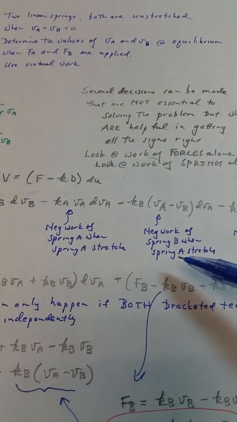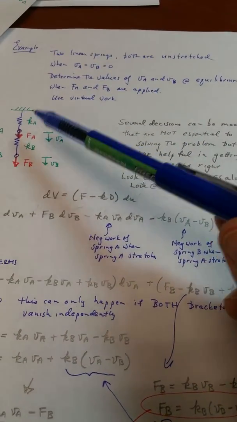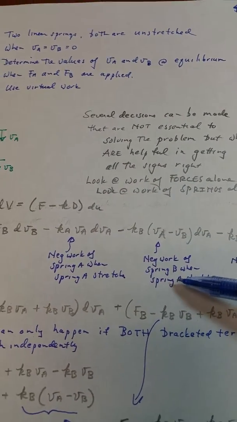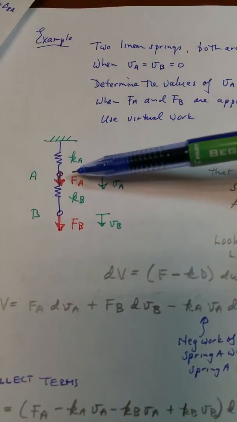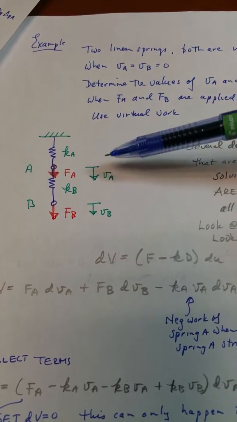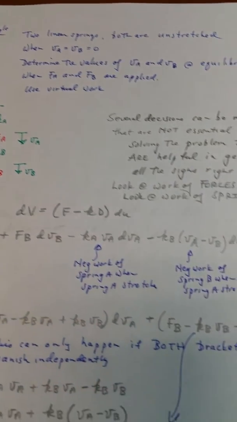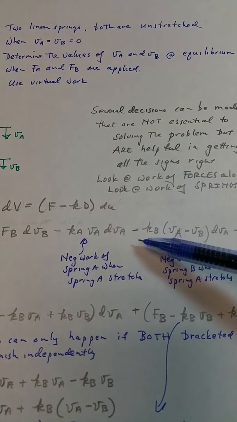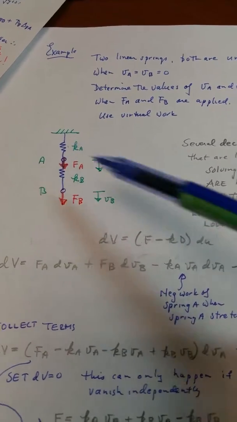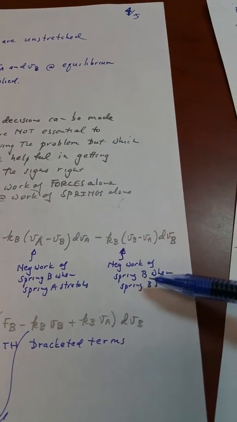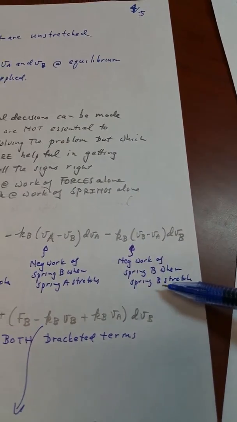Now let's look at the work of spring B when spring A stretches. So I'm going to say spring A is stretching, so I'm going to say VA minus VB. That will give me a stretch of spring B. So I have KB times that stretch, VA minus VB, times the virtual displacement of VA. And now I'm going to do the work of spring B when spring B stretches.